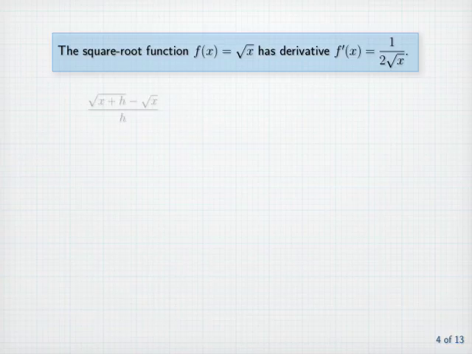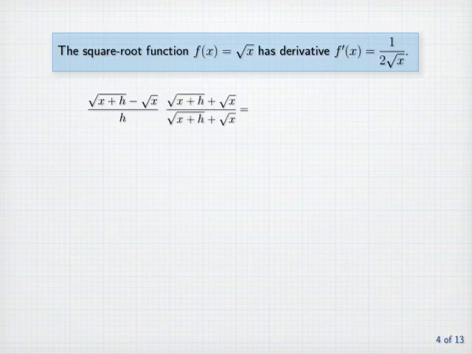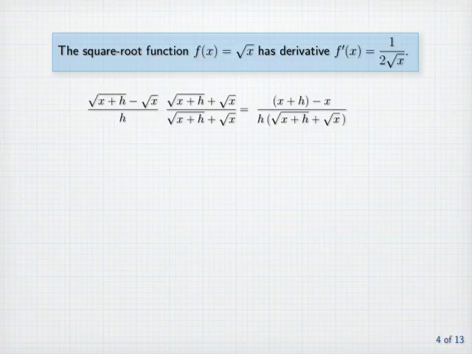Let's look at the difference quotient, the square root of x plus h minus the square root of x divided by h. We multiply the top and bottom of this fraction by the square root of x plus h plus the square root of x. Multiplying out the two numerators, we obtain x plus h minus x, or simply h, and now we can cancel an h to obtain 1 over the square root of x plus h plus the square root of x. And clearly, as h goes to 0, this quotient approaches 1 over 2 times the square root of x, for all positive x, of course.